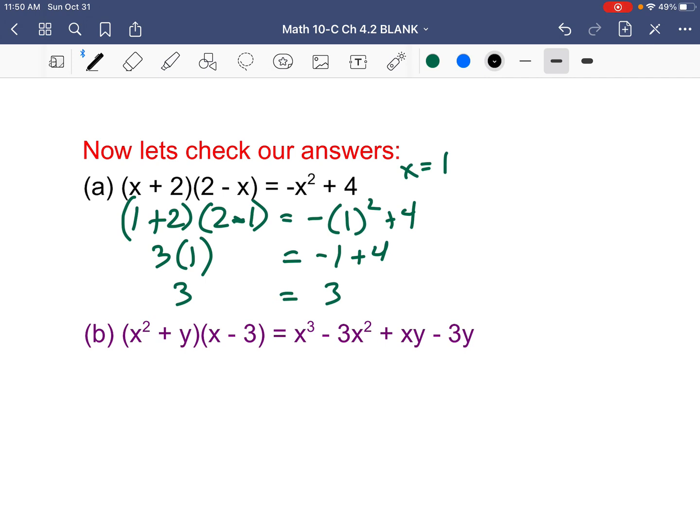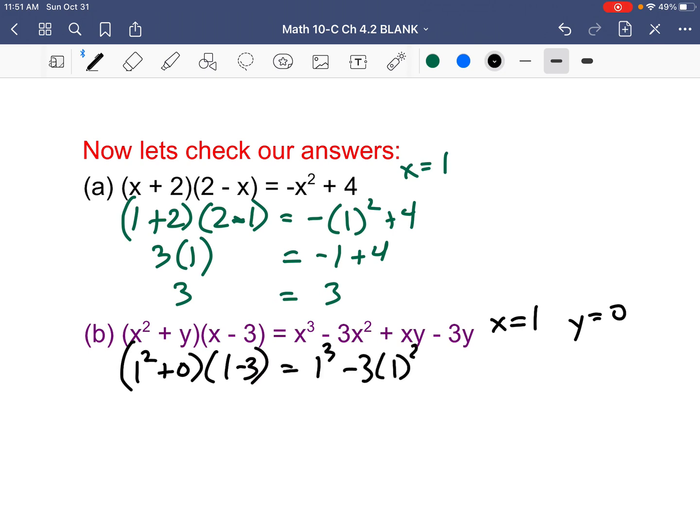A little slower. x squared plus y times x minus 3. We got x cubed minus 3x squared plus xy minus 3y. So let's let x equal 1, y equals 0. All right, real nice numbers. So this is 1 squared plus 0 times 1 minus 3, equals 1 cubed minus 3 times 1 squared plus 1 times 0 minus 3 times 0. 1 squared is 1 plus 0, that's 1.